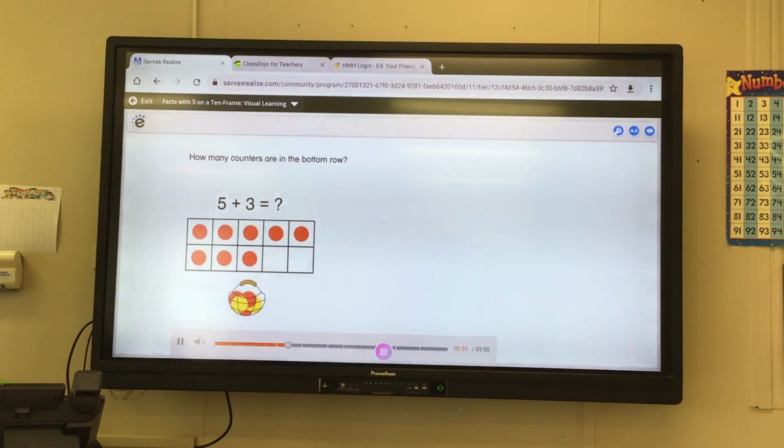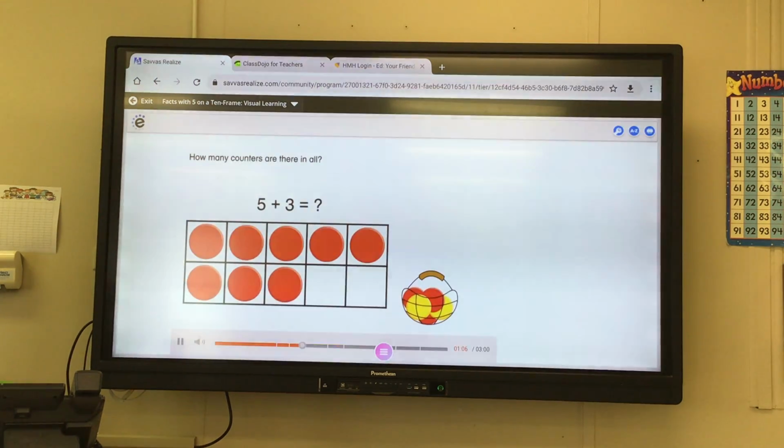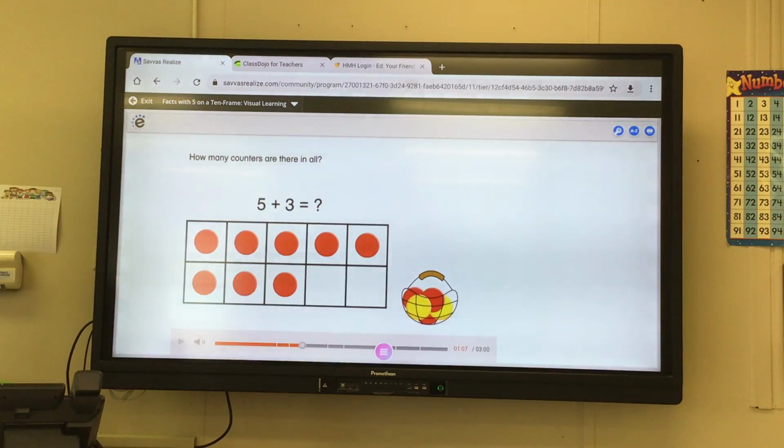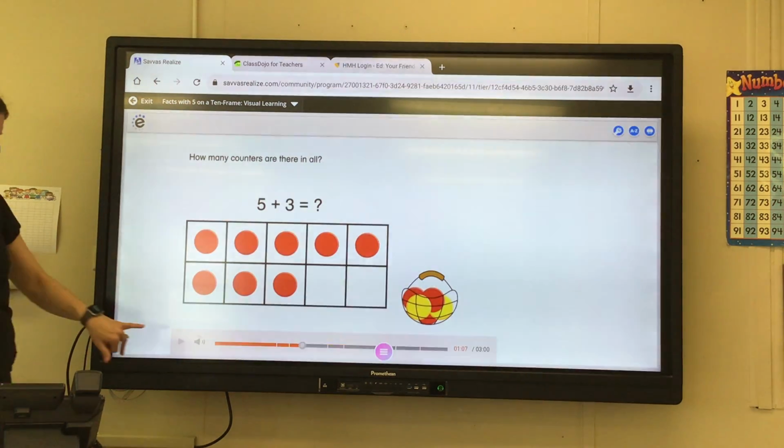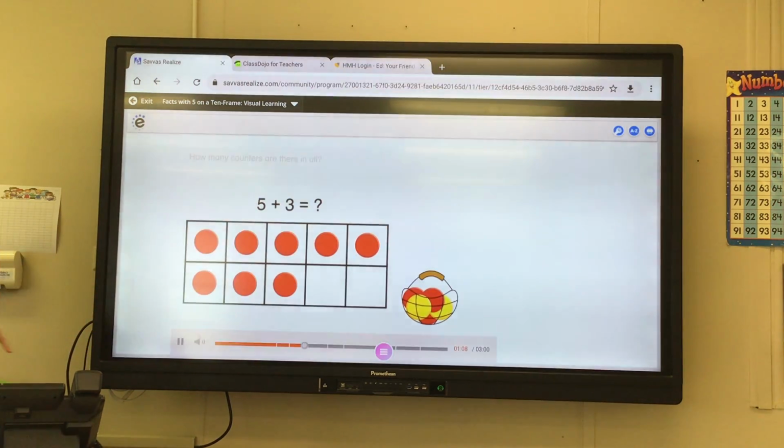How many counters are in the bottom row? 3. There are 3 counters in the bottom row. How many counters are there in all? There are 8 counters in the 10 frame. So 5 and 3 more are 8.